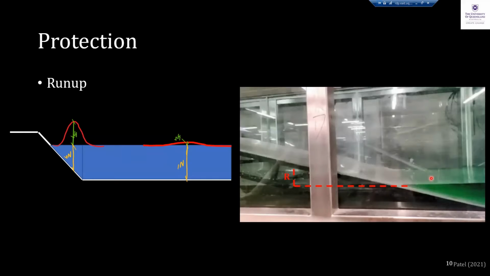So on the video on the right-hand side, you will see a solitary wave, which I'll talk about later, that is representing a tsunami that is going up a beach. And R represents the vertical elevation from the mean sea level, and R is our run-up parameter.